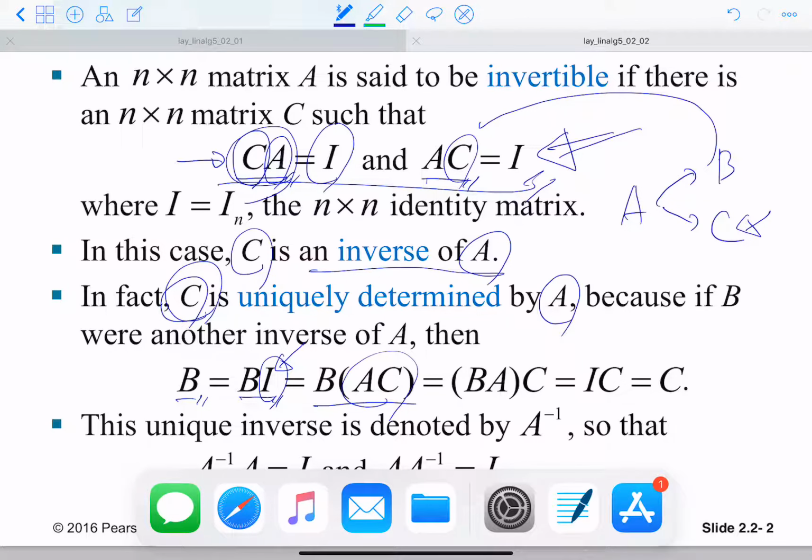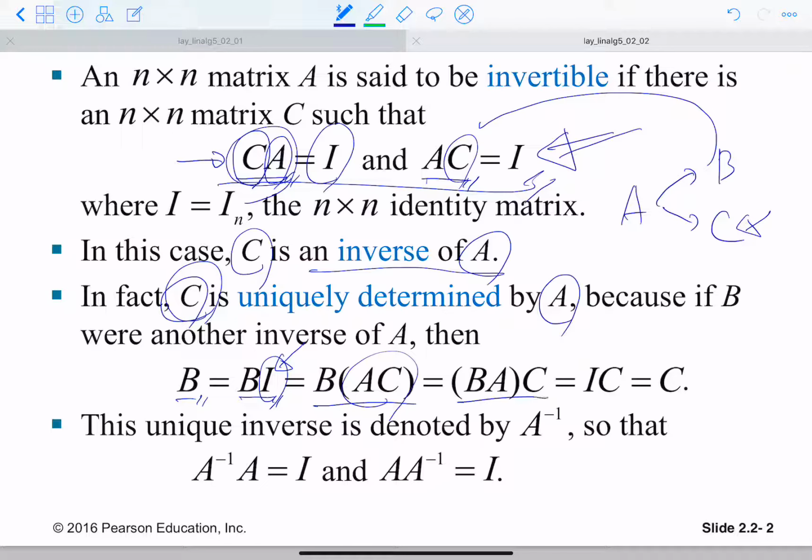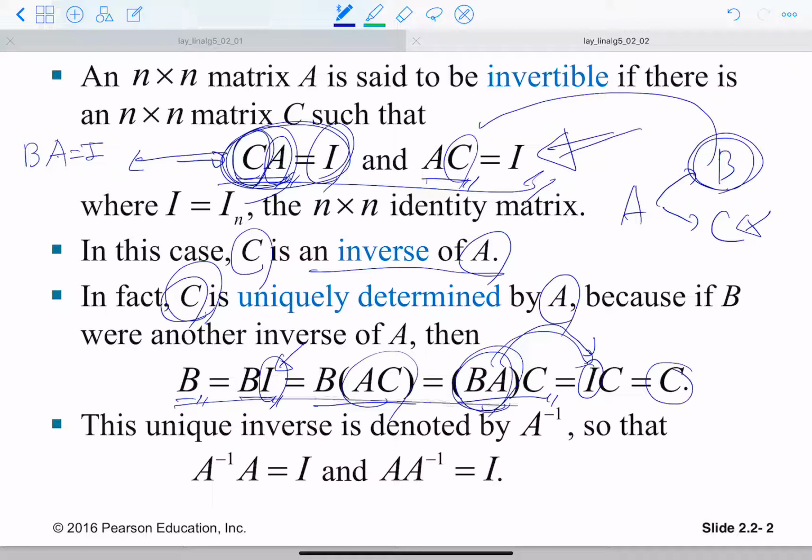And then by using the associative law, we can represent it in this form, and thus we can first compute the product of B and A, which will be transformed into the identity matrix by the condition that this matrix B is also an inverse. So when changing C into B, BA should be identity, and so we can change it into identity, and so it will be C. And so our conclusion is B is equal to C.